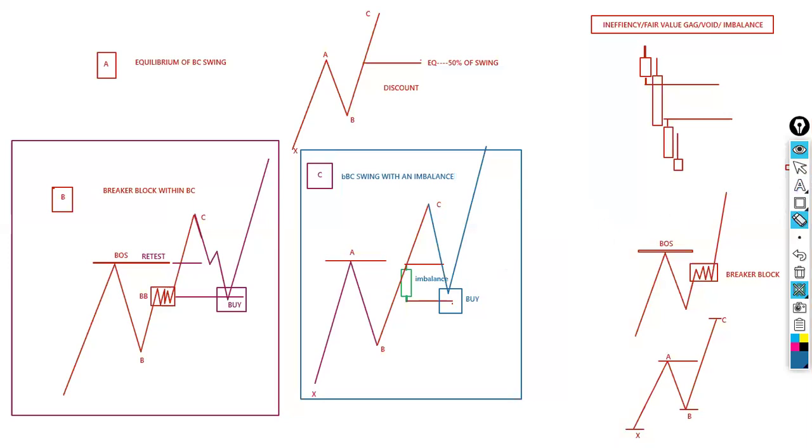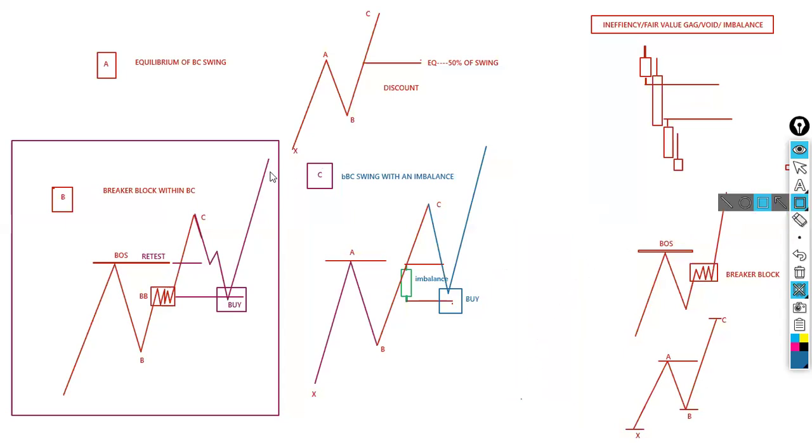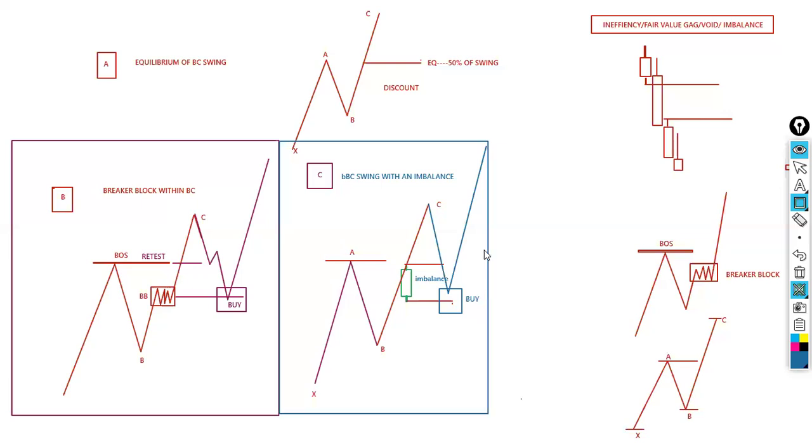Because most of the time, when an inefficient candle or an imbalance is created, price will most likely come back to fill that imbalance. So in that case, since I have spotted an imbalance within my BC leg, I should be focusing on the possibility of price returning to fill that imbalance before I look out for a buy. I hope that is clear.